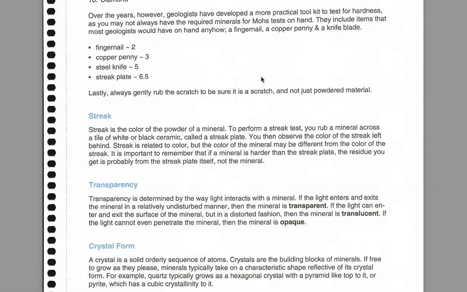Nowadays, we have a handful of tools that pretty much anybody could have, even students at home. Fingernail, a piece of copper, a piece of steel, and a piece of ceramic. And we don't even use the ceramic for hardness. We do use it a little bit later for streak. So with 3 things, you could get a fairly good idea of the hardness, at least to get into the tables, and then you'll know the exact hardness.